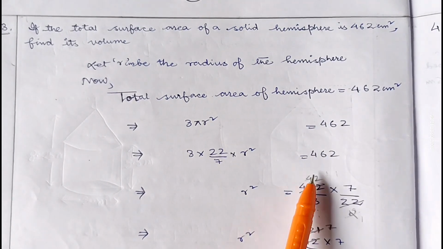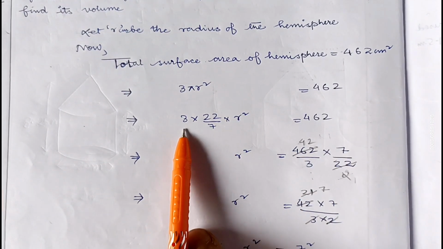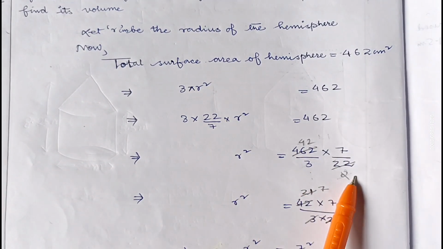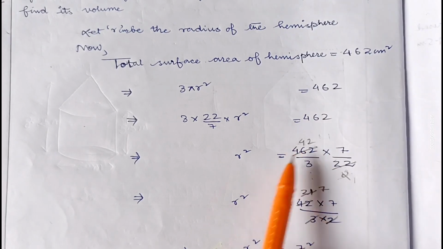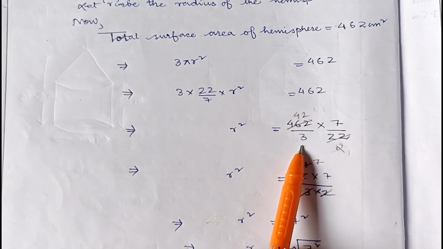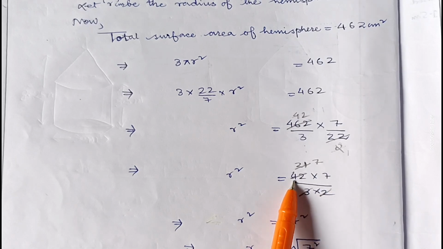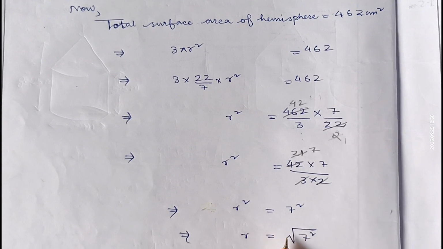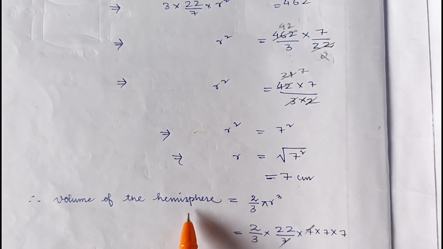So r square equals to 462. This 7 will come in the numerator, 3 and 22 will be in the denominator. Now if I cancel by 11, 11 twos are 22, 11 times 42 is 462, so r square is 42 into 7 by 3 into 2. Again, we can cancel 2 and 42, it will be 21. 3 sevens are 21. So r square is 7 square. That means r equal to 7 centimeter. As given, we have to find the volume.